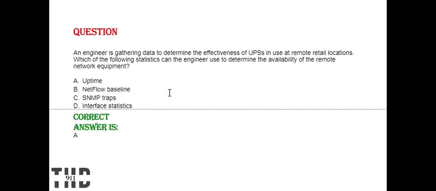An engineer is gathering data to determine the effectiveness of UPSs in use at remote retail locations. Which of the following statistics can the engineer use to determine the availability of the remote network equipment? Option A, uptime. Option B, NetFlow baseline. Option C, SNMP traps. Option D, interface statistics. The correct answer is option A.